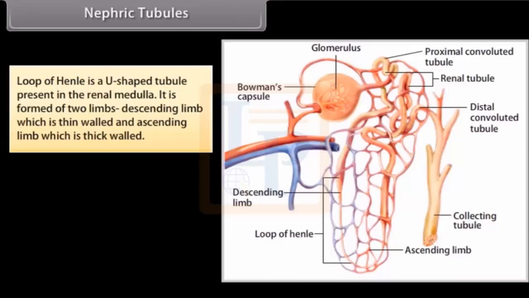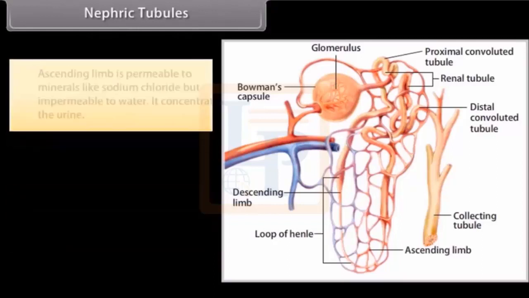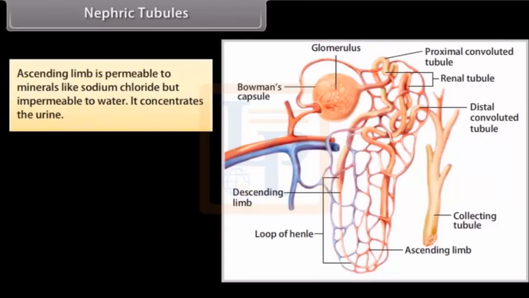The loop of Henle is a U-shaped tubule present in the renal medulla. It is formed of two limbs, the descending limb, which is thin-walled, and the ascending limb, which is thick-walled. The descending limb is permeable to water but impermeable to minerals like sodium chloride. The ascending limb is permeable to minerals like sodium chloride but impermeable to water. It concentrates the urine.